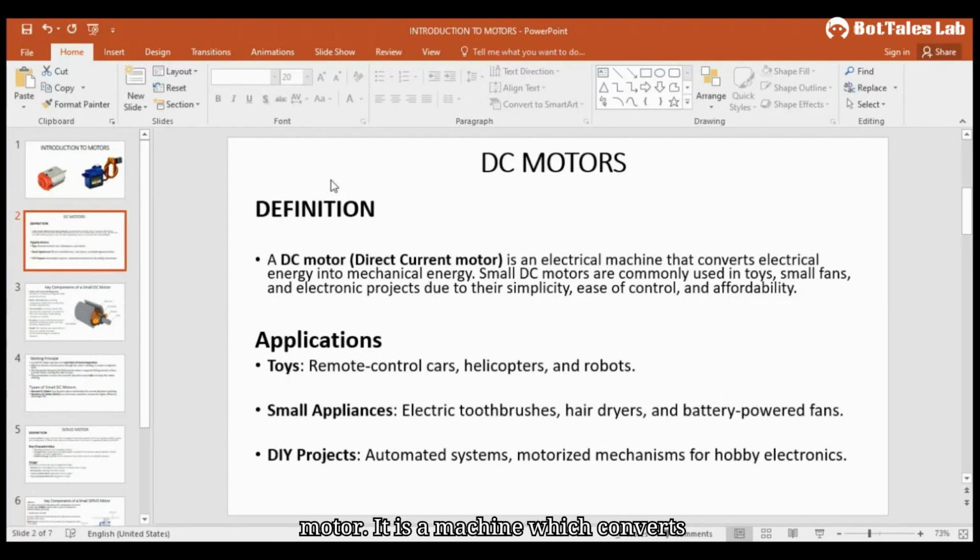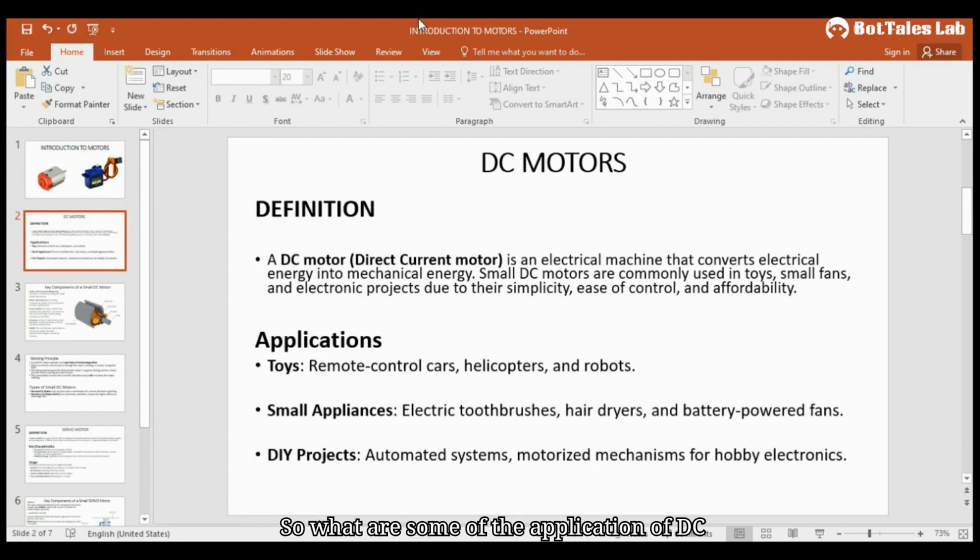So basically, DC motor means direct current motor. It is a machine which converts electrical energy into mechanical energy. Basically, sensors are the equipment which convert mechanical energy into electrical energy, but motors are equipment which convert electrical energy into mechanical energy. Like you can see in your house, a motor or pump, all the other things that convert electrical energy into mechanical energy.